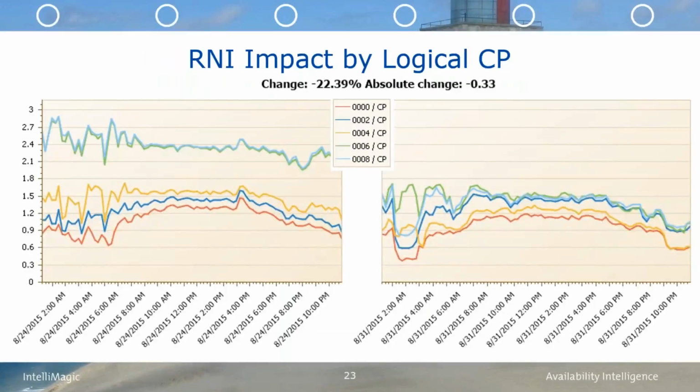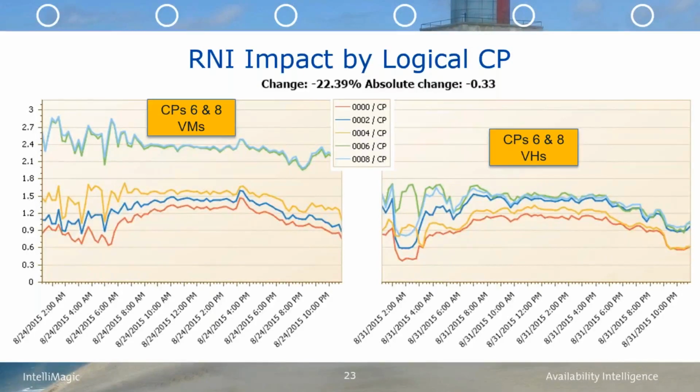So note the extent of the negative impact to RNI for the two vertical mediums, CP 6 and 8, again light blue and green at the top of the before chart on the left. The gap between the vertical mediums and the three vertical highs is much larger on this system with the adverse LPAR topology than it was on System 3 that we saw earlier, where the vertical highs and vertical mediums were co-located on the same chip. And the improvement in RNI when CP 6 and 8 changed to become vertical highs was even greater, because it is very likely now that all 5 of these vertical highs are co-located on the same chip.